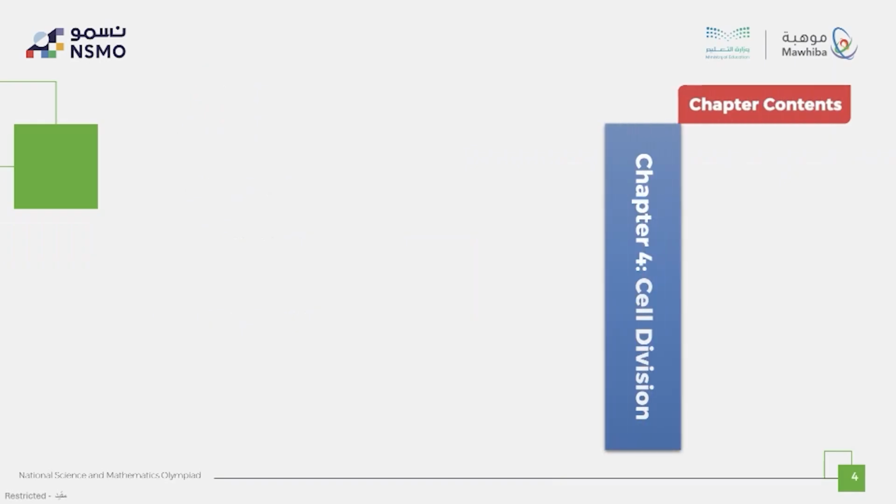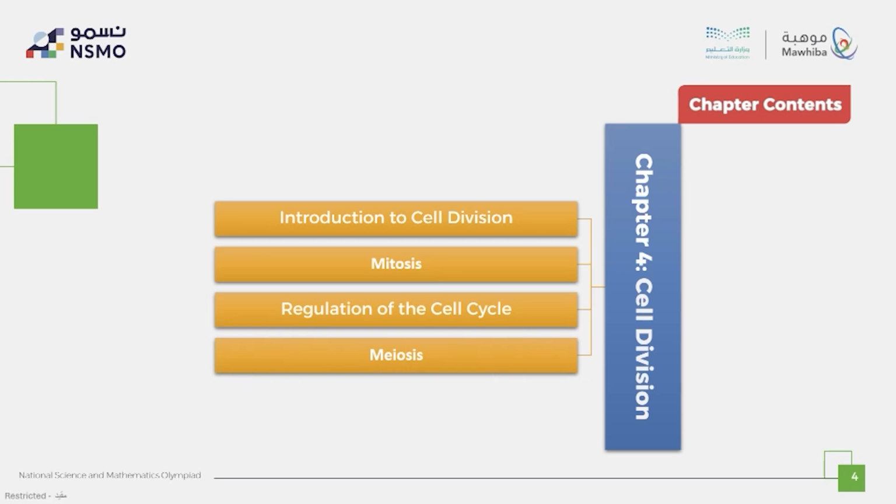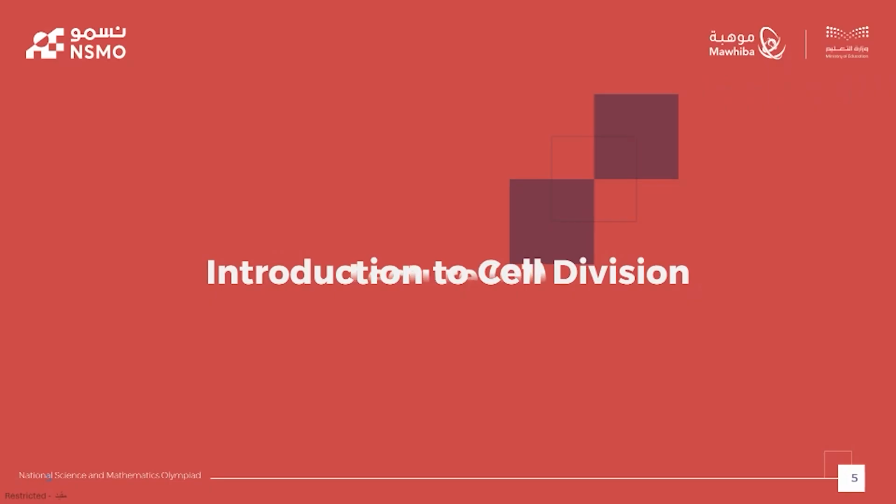Chapter 4, Cell Division, has four main topics: introduction to cell division, mitosis, regulation of the cell cycle, and meiosis. Today, inshallah, we will focus on the introduction to cell division. That's our lecture today, and it prepares us to understand the detailed stages later.